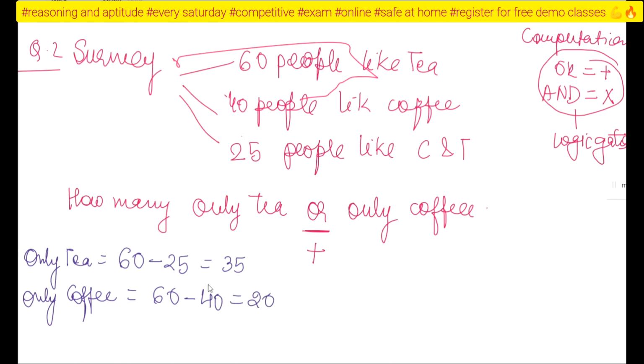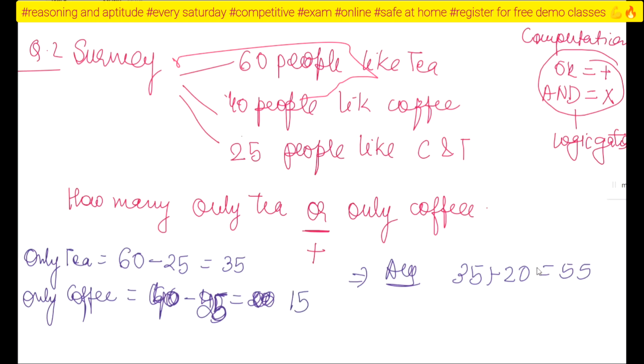So 20 people are only liking coffee. But this is not my answer, because in the answer they are asking how many people like tea plus or coffee. That means tea plus coffee. In our language it will be tea plus coffee. So my answer will be, beta ji, 35 plus 20, that is 55 people. 40 minus 25. Sorry, 40 minus 25 it will be 15. So I will add 35 plus 15. So it will become 50.